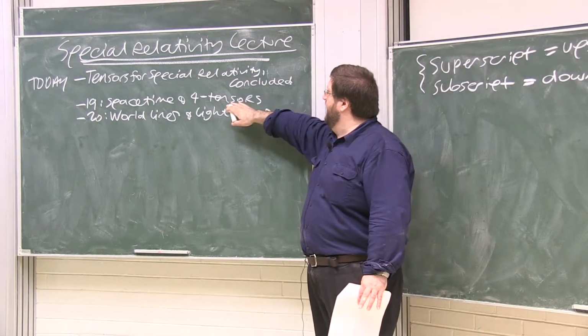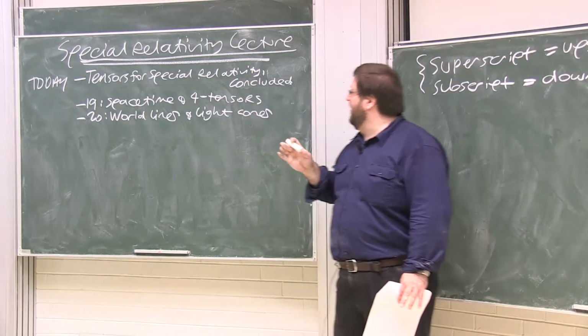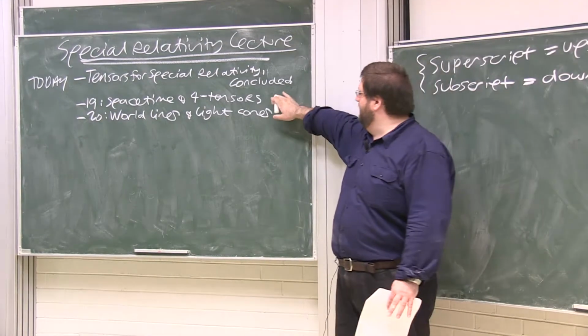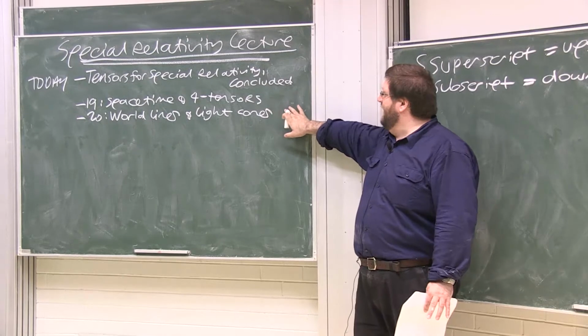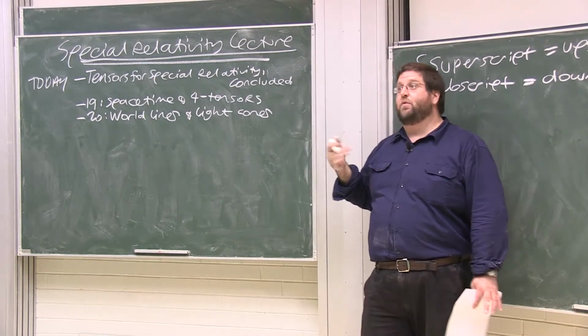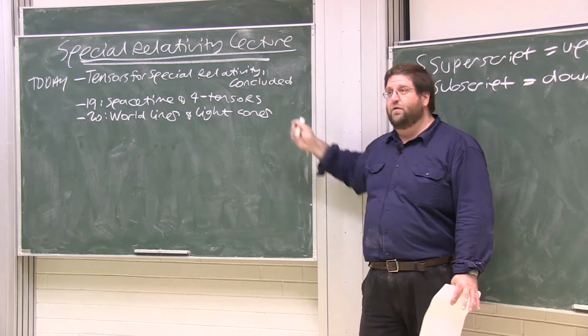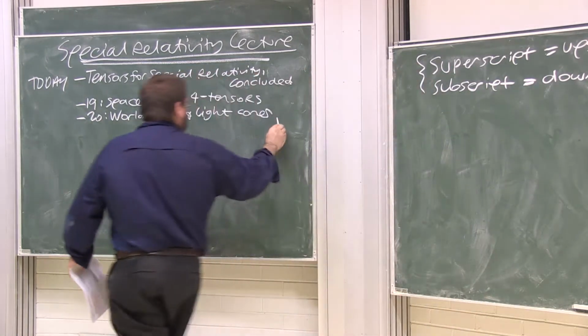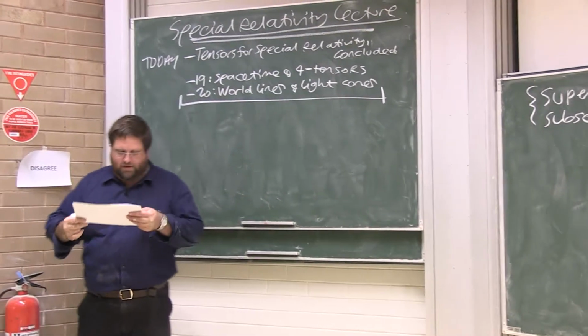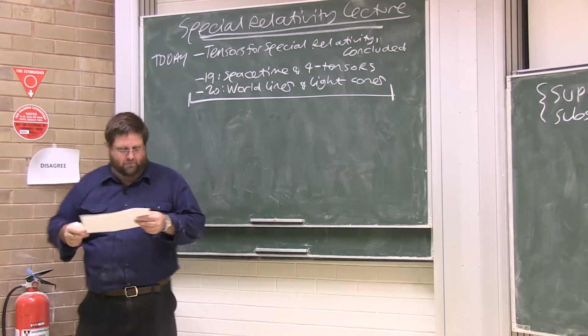Having done that, we'll introduce the concept of space-time and four tensors, the tensorial description of the physical world in which the rest of the course is couched. And lastly, we'll revisit the concept of a world line from a sophisticated perspective, and also light cones. So let's begin by concluding our discussions on tensors.